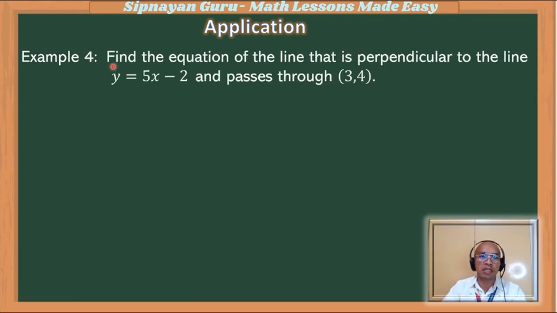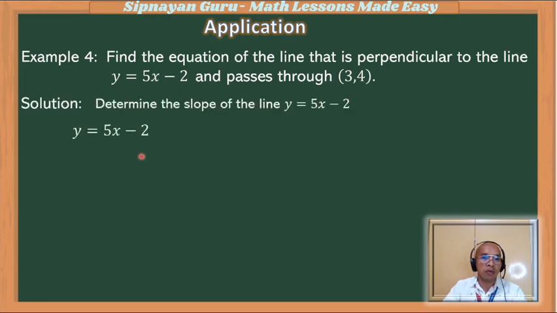Example number 4: what is the equation of the line perpendicular to the same line in example number 3 and that passes through the same point? We already knew that the slope of this line is 5. Since we are looking for the line that is perpendicular to this line, we will take the slope which is the negative reciprocal of this slope.